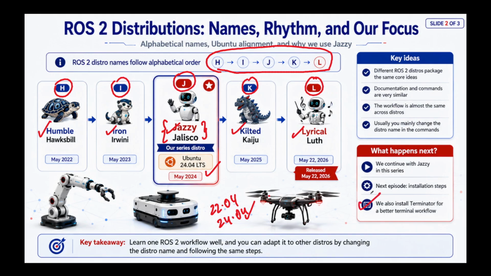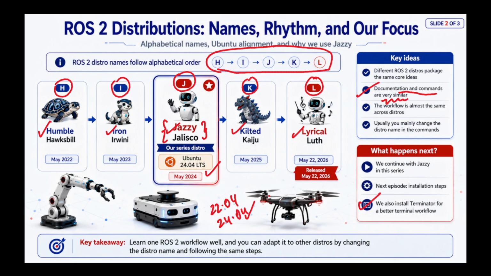Now, does learning Jazzy mean that everything becomes useless when another distribution appears? Actually, no. The main ROS2 workflow remains familiar. We still create workspaces, we still use packages, we still run nodes, and build and source our environment. The exact versions and supported operating systems, and some commands, may change, so we should always check the official documentation for the selected distribution. But once you understand the workflow with Jazzy, adapting to another ROS2 distribution becomes much easier.